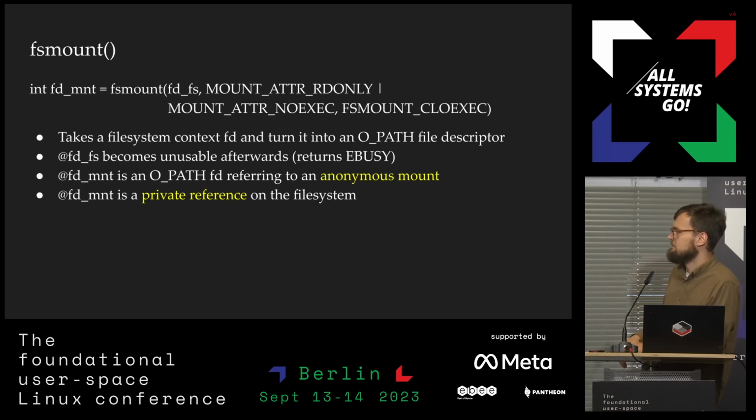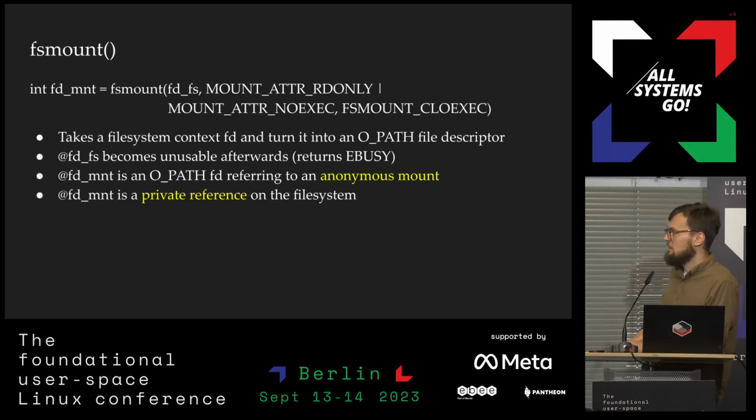And the file descriptor that we pass in, the file descriptor for the file system context, becomes unusable, so you always get EBUSY from now on. You can just close it and get rid of it. And this mount FD refers to an anonymous mount and is a private reference on the file system.